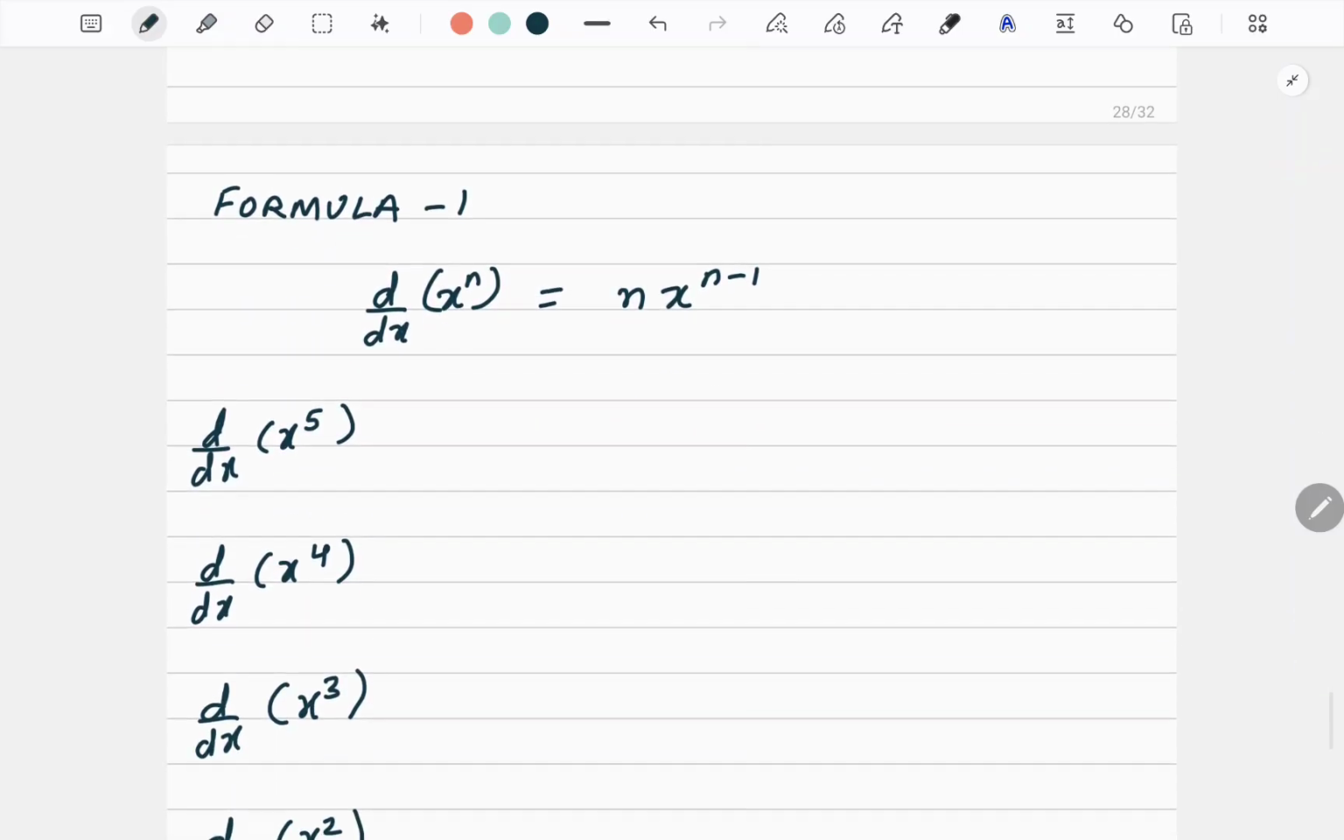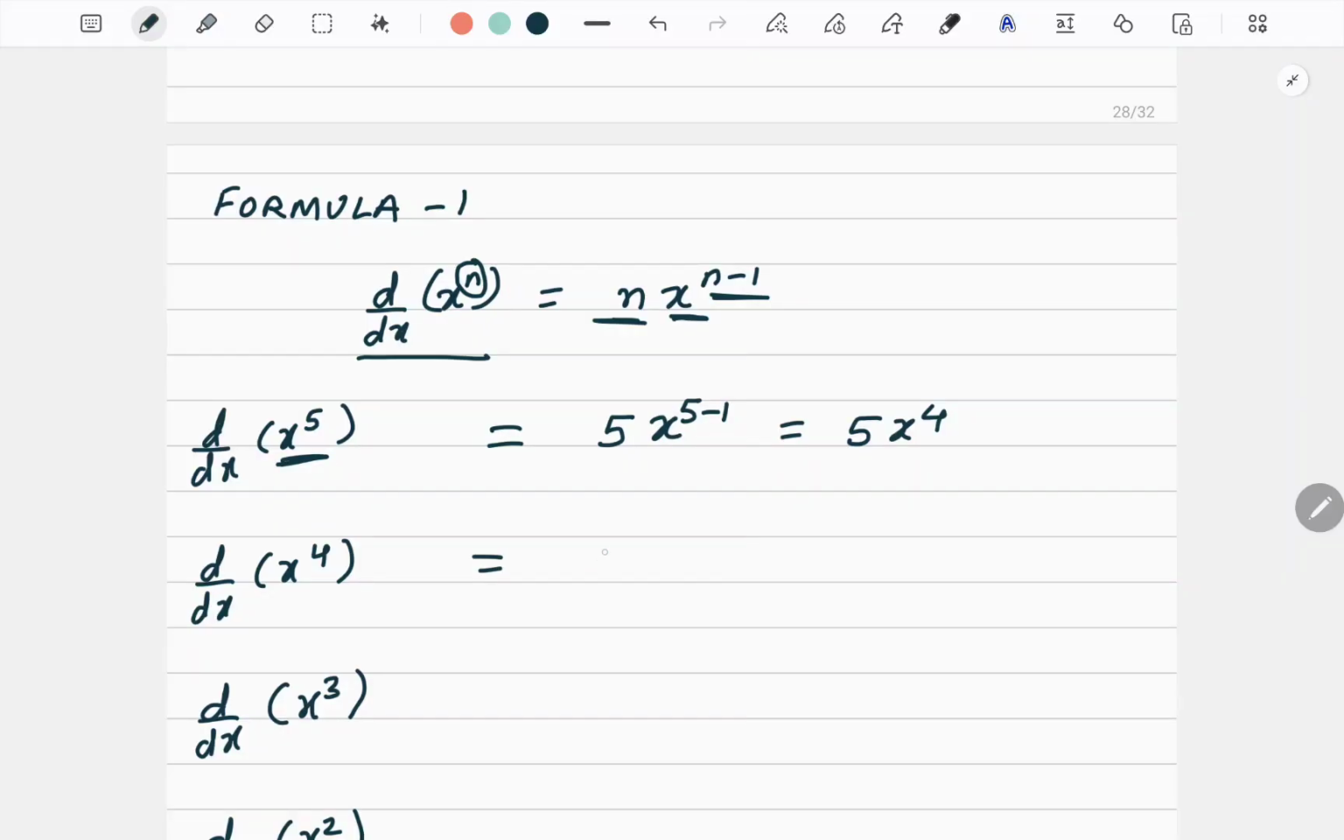Okay. So the very first formula is, when I differentiate x to the power n, the answer is n x to the power n minus 1. Okay, so let us apply this formula. Observe that its power is n, this power is coming in front, and the power of x becomes 1 less than that. So based on that, if I differentiate x to the power 5, what will I get? 5 will come in front, x to the power 5 minus 1. So 5 x to the power 4, 1 power is reduced.